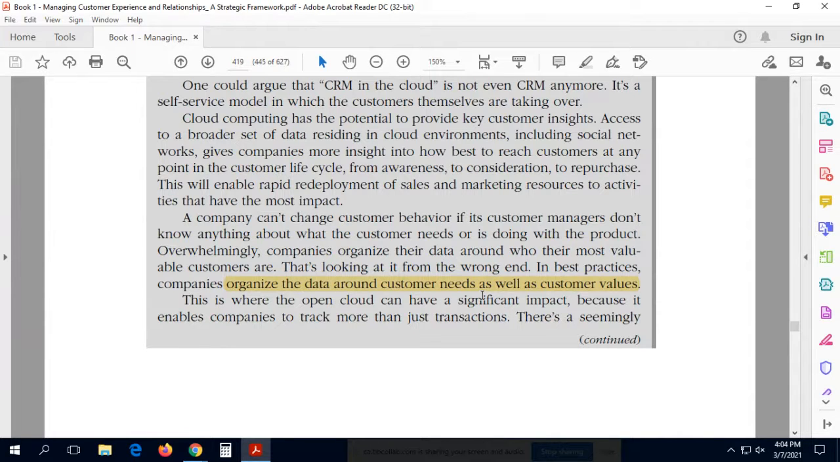So instead of this, maybe one way is to look at that girl's need. What is the need she wants to be fulfilled? In which priority? What is need number one? They can have 4 or 5 needs from the service, but what is number one? What is number two? Number three, number four. So organize the data around customer needs as well as customer values.